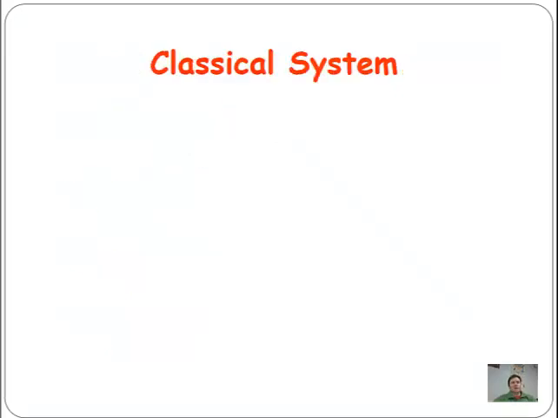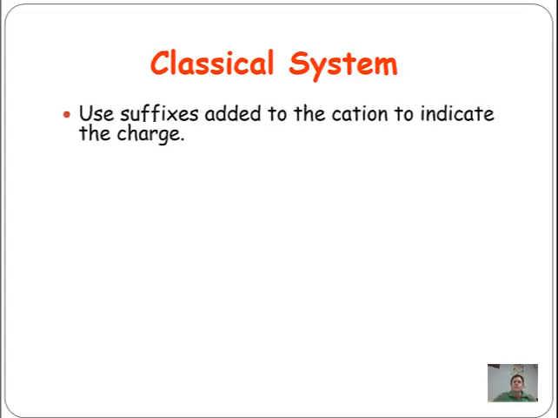Okay, let's talk about the classical system. Like I said, I'm not going to test you on this other than knowing how it differs from the stock system. What they do in the classical system is use suffixes, endings added to the end of your cation, to indicate the charge of that particular atom. So with the classical system, you really kind of need to know the possible charges.